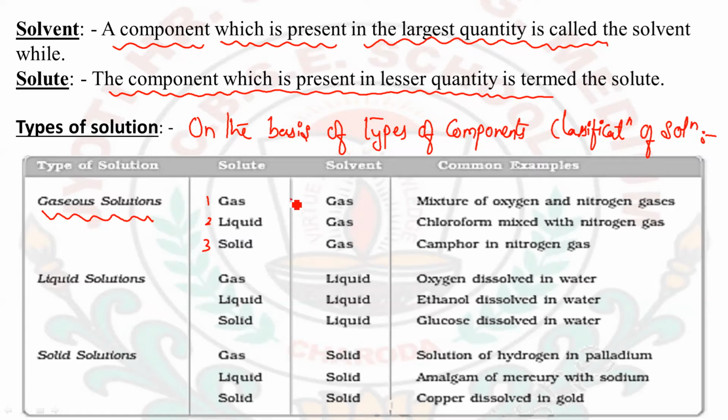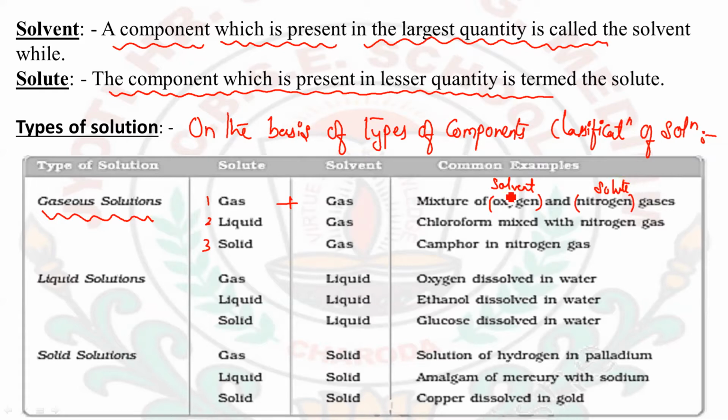First is the gas plus gas solution, meaning when a gas is mixed with another gas, it is a gaseous solution. The solvent will be a gas and the solute will also be a gas here. An example is a mixture of oxygen gas and nitrogen gas. If oxygen is present in more amount, it will act as the solvent, and if nitrogen is present in lower amount, it will act as the solute.